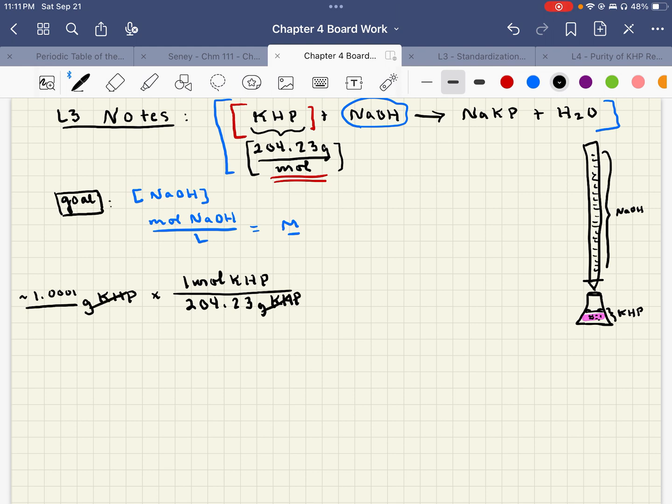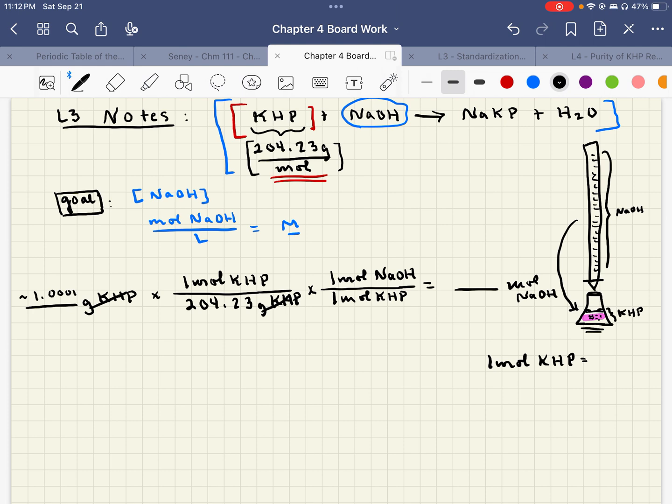Now that we're in moles of KHP, we have this balanced equation. We know from that balanced equation that for every 1 mole of KHP that was consumed, 1 mole of sodium hydroxide was consumed, because we dispensed the sodium hydroxide into the solution of KHP. If we stop here, that will give us the moles of sodium hydroxide that we actually delivered to the flask. So we've already gotten halfway. We've gotten our moles of sodium hydroxide.